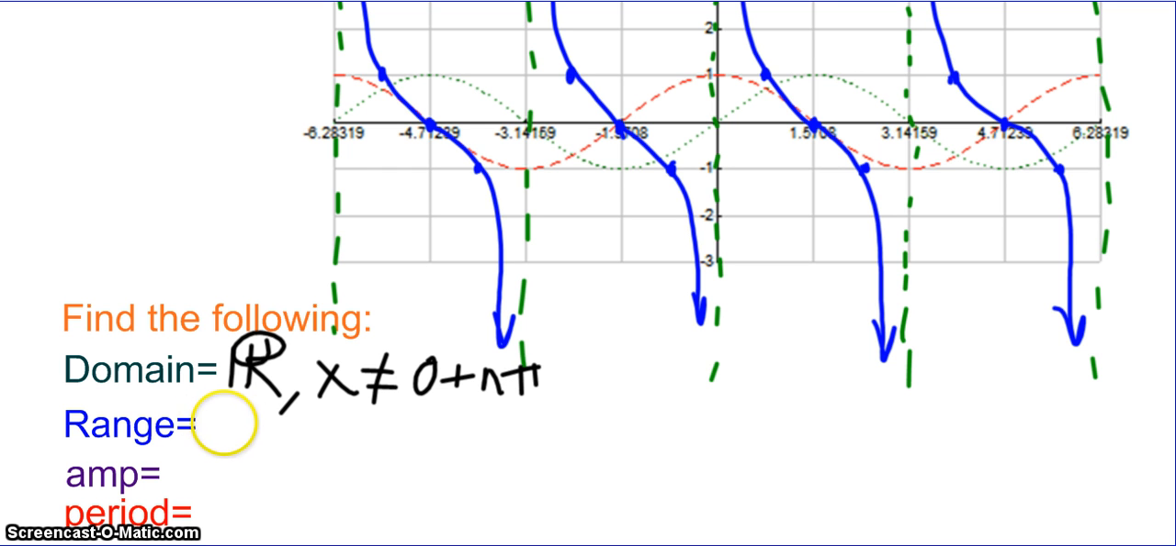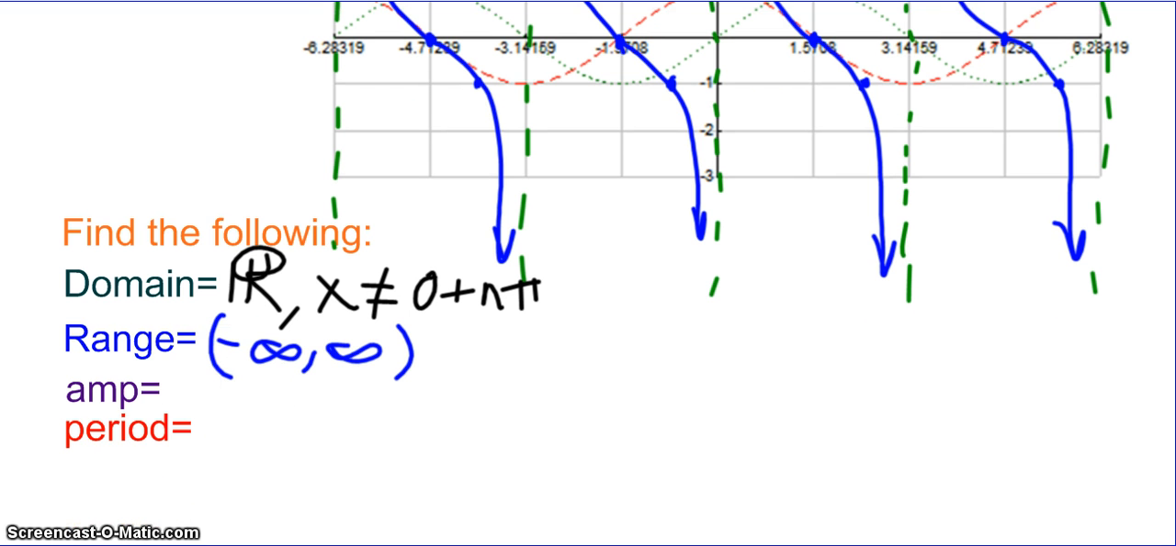Range is the same as tangent. So that's going to be all real numbers, or negative infinity to infinity. Amplitude, just like tangent, does not exist. So that's DNE, that's not 1. And then the period is the same as tangent as well, and this is something we discussed earlier. That's going to be pi. So that is the information for the standard y equals cotangent of x function.